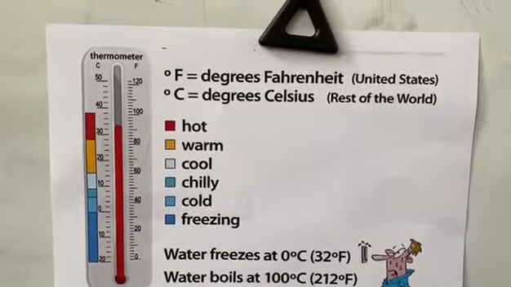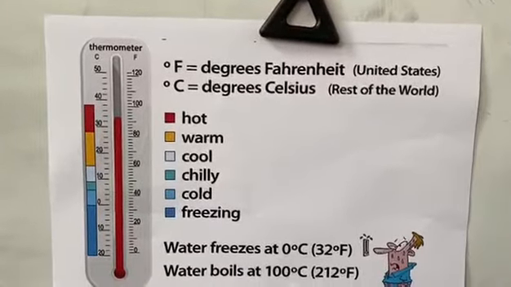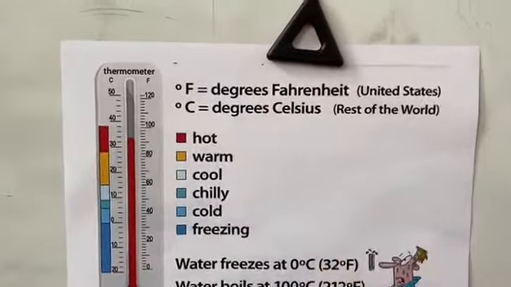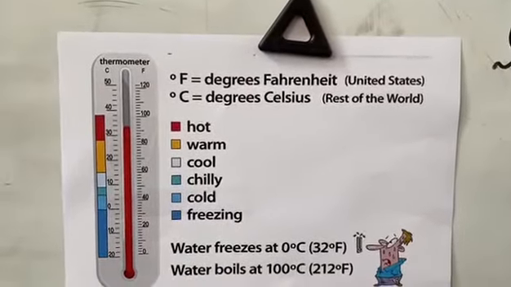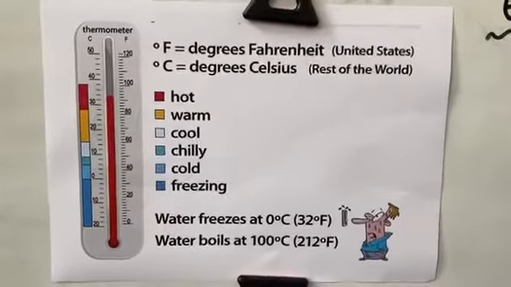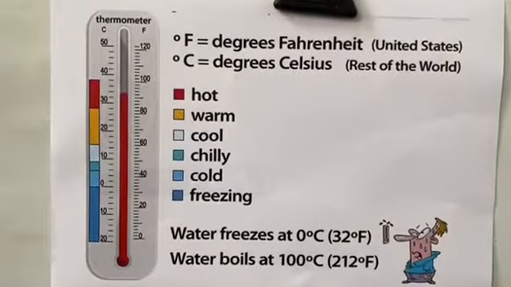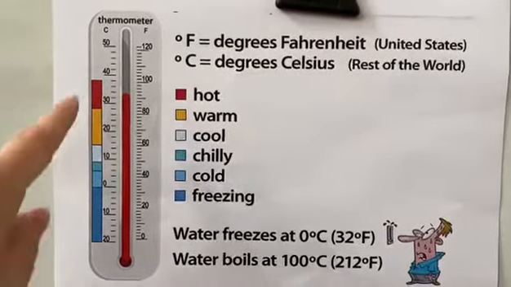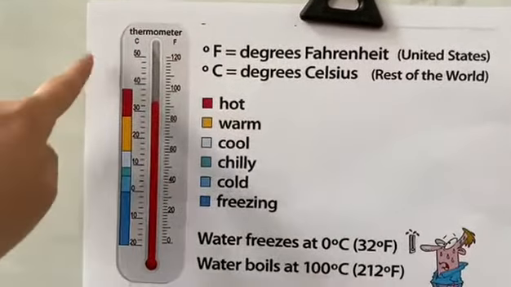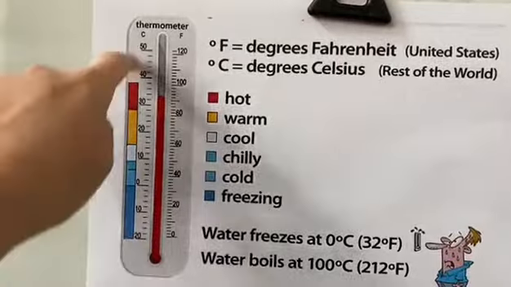Temperature can be recorded in two different ways. Part of the world will record it using something called degrees Fahrenheit, and part of the world will record it using something called degrees Celsius. That's what we use here in the UK. Looking at this thermometer, I can see degrees Celsius over here and degrees Fahrenheit over here. We use Celsius, so I'm going to focus on this side here.